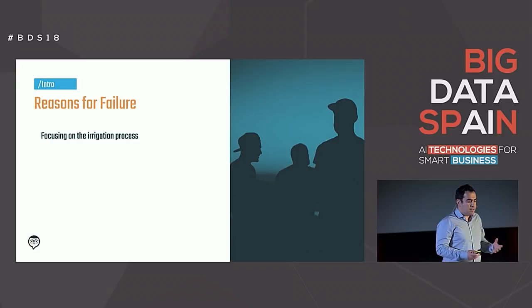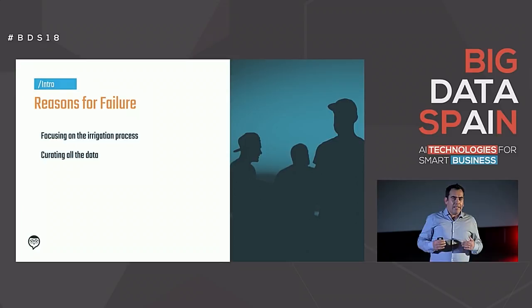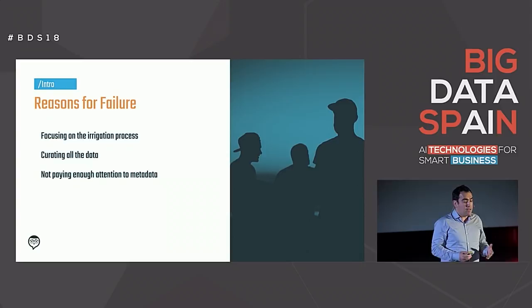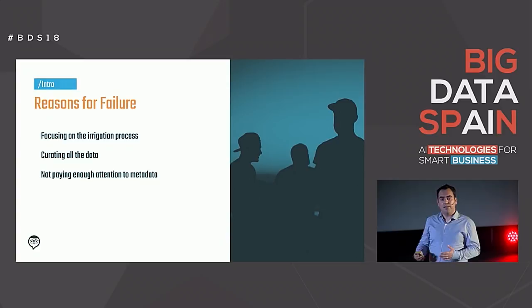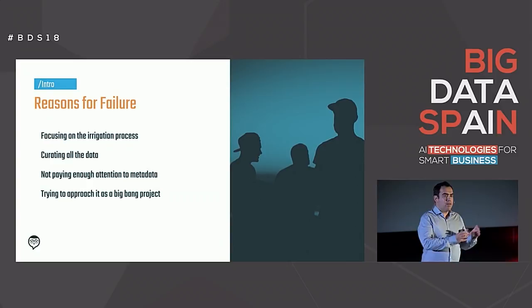The first one is focusing on the ingestion processes, on getting all of the data into the data lake. We will speak about this later. The second one is trying to curate all of the data, to validate and cleanse all of it and move it to the next layer, so that everything coming in is moved to the curated layer or the process layer. The third point is not paying enough attention to metadata. Metadata is critical in data lakes, and we will see this again later. And the last point is approaching it as a big bang project, thinking, this is the final picture I want, and how can I get to that big picture, instead of narrowing down the steps of the process.